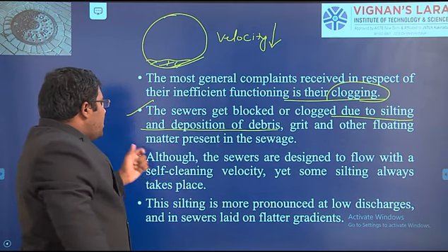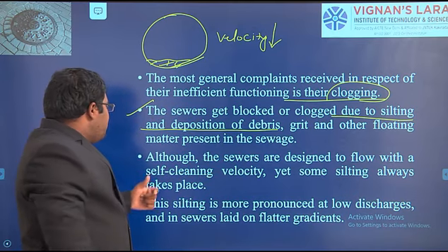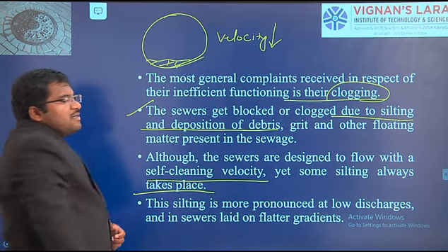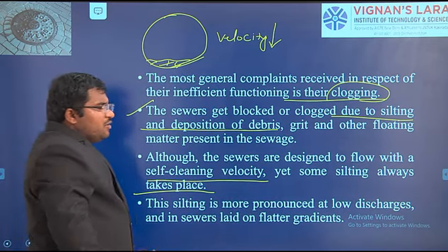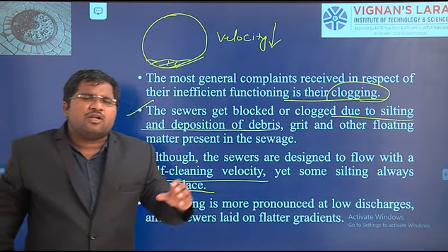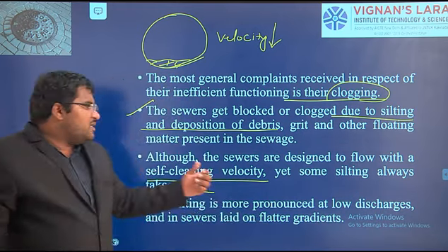Okay. Next, although the sewers are designed to flow with a self-cleaning velocity, yet some silting always occurs. We already know from the previous class that we design the sewers in such a way that there should not be any silting. That velocity is called self-cleaning velocity. That means there is no silting, only flow will be there.